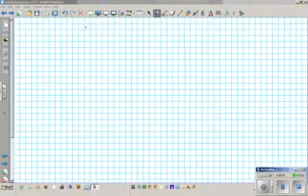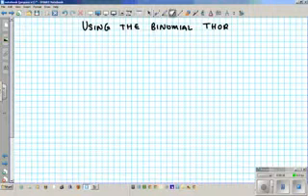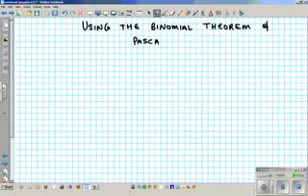Write down the title for this lesson: Using the Binomial Theorem and Pascal's Triangle.